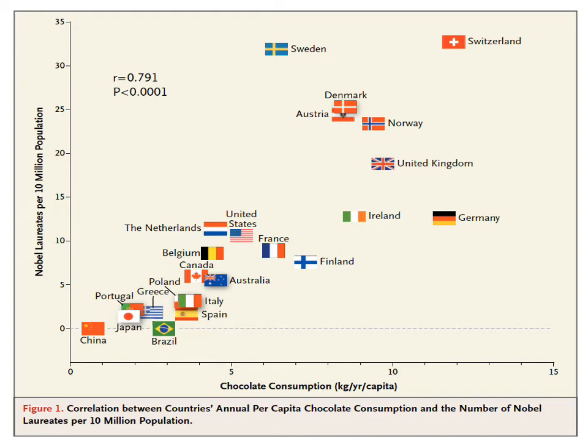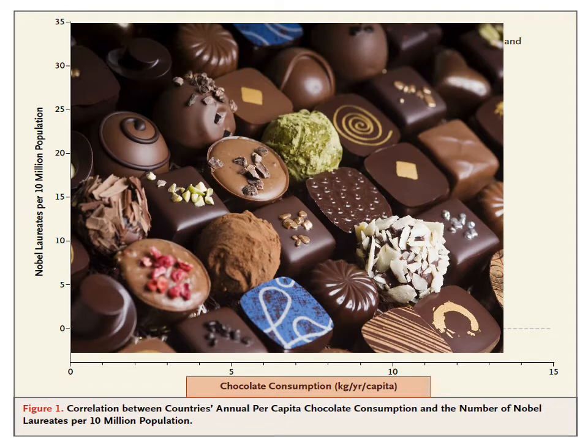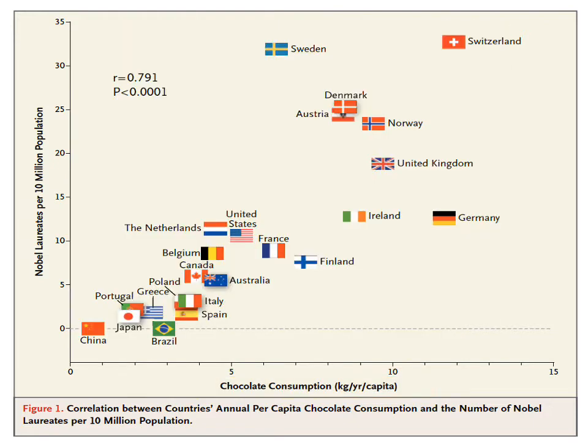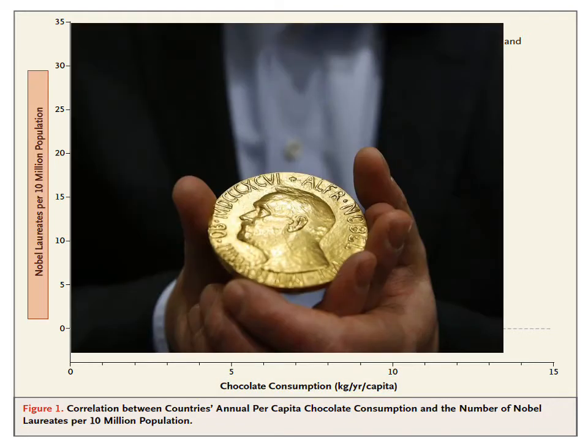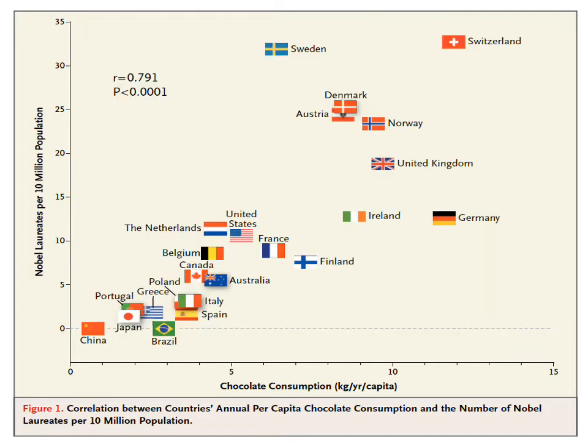So this is just an example of an interesting correlational study. Our X value at the bottom here is chocolate consumption, so how much chocolate people eat. And then our Y value up on the side is the number of Nobel laureates, so the number of people who have won a Nobel Prize. And each country is actually a data point on this graph.